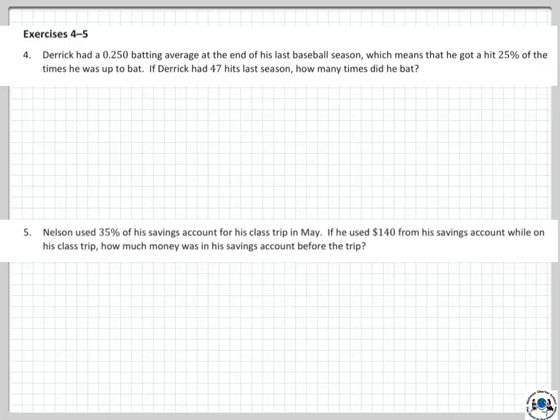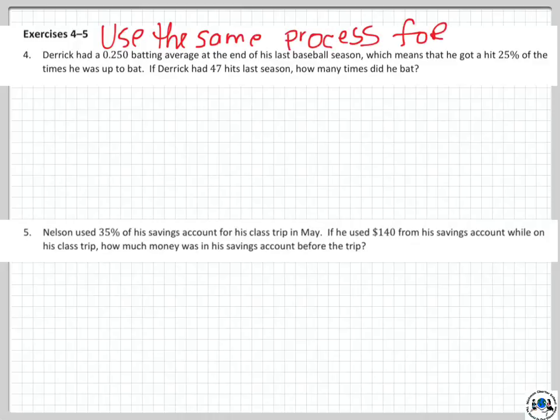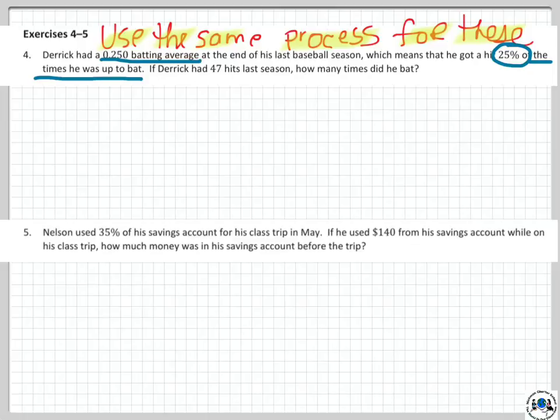Okay, so we're back, and let's start with Derek here. And again, you're supposed to use the same process for these. Now, Derek had a 250 batting average. I know it's a little bit strange unless you are a baseball player, and I know we have a few baseball players in this class. Unless you're a baseball player, this whole idea of a 250 batting average might look a little strange to you. We say 250, but the truth is you can see how it's written.